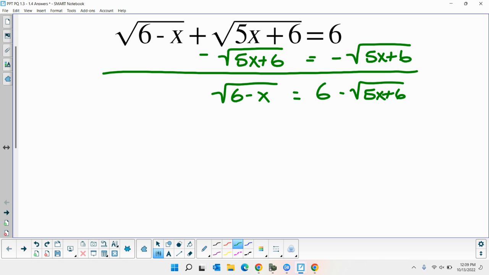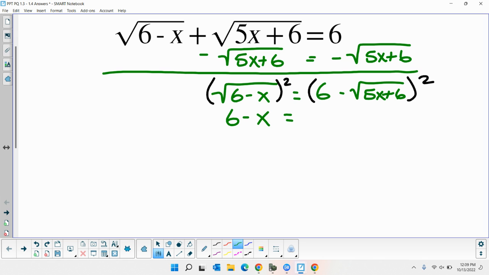Now, how do I get rid of this radical on the left? Yeah, square both sides, right? So the square gets rid of that radical sign. So I just have 6 minus x. Now here, that means, remember, 6 minus the square root of 5x plus 6 and another 6 minus the square root of 5x plus 6, right? You got to FOIL it, okay? But again, I showed you the shortcut, and that's the way I'm going to do it.